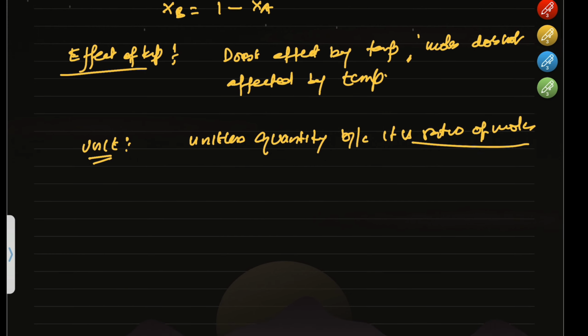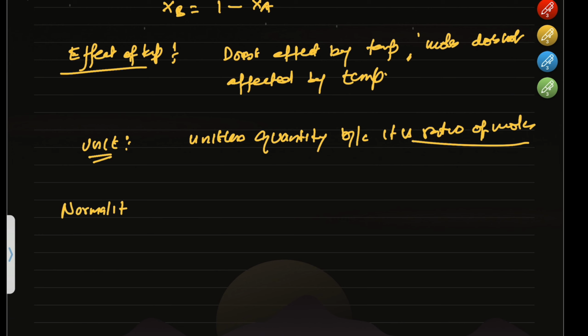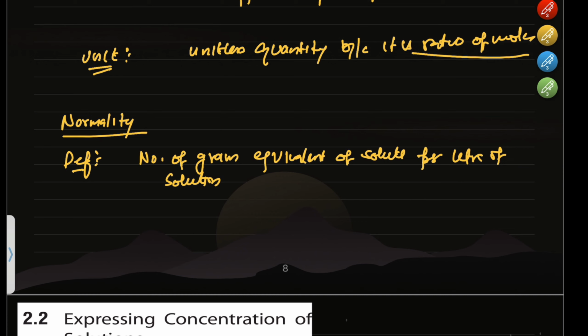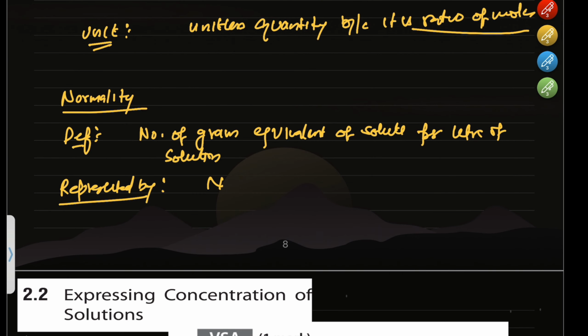The next concentration term is normality. Definition: number of gram equivalents of solute per liter of solution, represented by capital N. Formula: N is equal to gram equivalents upon volume of solution in liter.